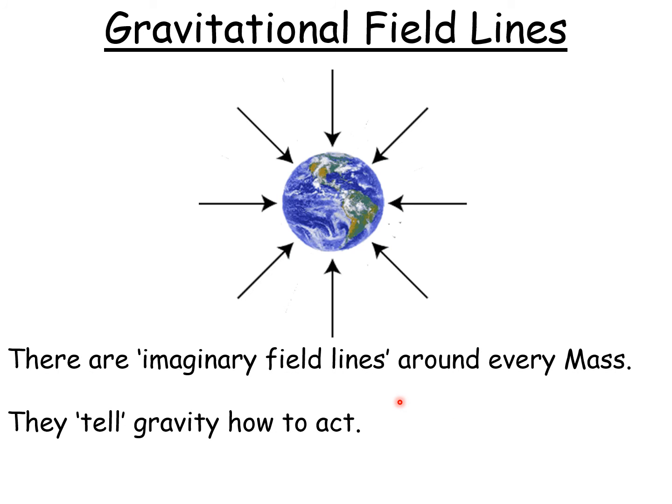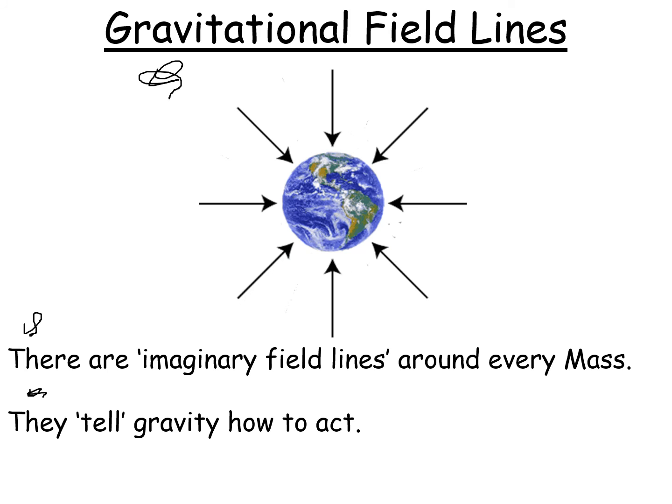So these are imaginary field lines, they don't really actually exist, and they exist around every mass. They tell gravity how to act. So what I would like to do, folks, a wee bit of copying, is copy the diagram. Obviously you don't need to do a perfect Earth like this, just a big circle and call it Earth would be fine. And copy these two lines as well.